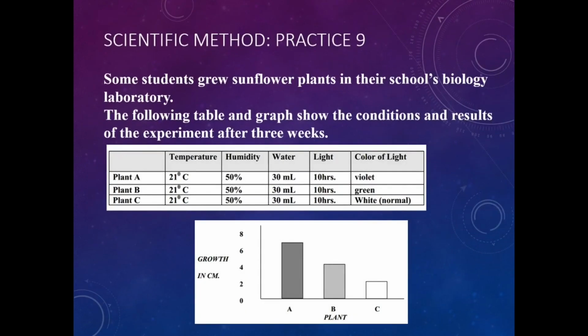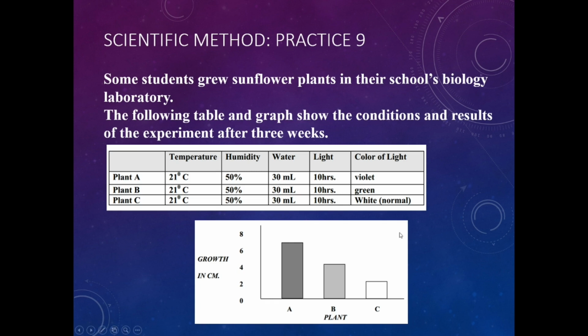So let's go ahead and pause here for a little bit, take a little bit of a break, and I would like for you to discuss with your table, or maybe work on this on your own. Just taking a look at practice problem number 9, and we're going to answer a couple of questions from this. But let's just establish a scenario here. Some students grew sunflower plants in their school's biology laboratory. The following table and the graph show the conditions and the results of the experiment after 3 weeks.